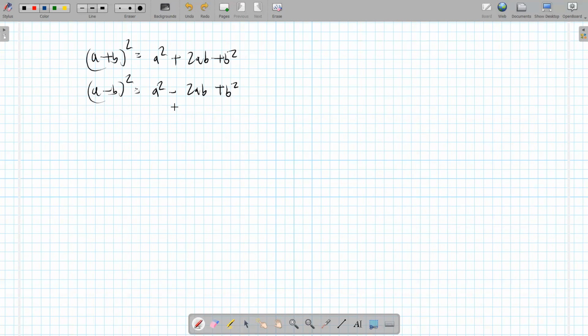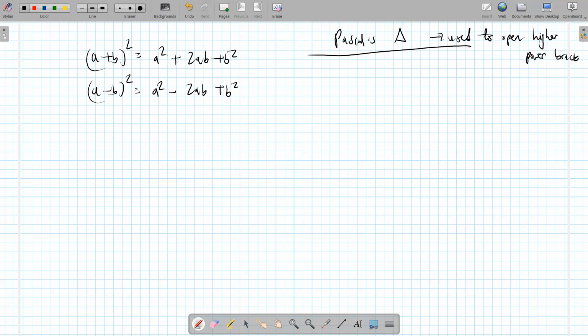Now, how do you do this for higher powers? And the idea comes from Pascal's triangle. So we're gonna talk briefly about this Pascal's triangle. And then this is used to open big brackets, open higher power brackets. So if you have something cubed, something to the power of 4, something to the power of 6 or something, super useful. You could always FOIL it 6 different times, but it's not very efficient, very easy to make a mistake. So this way is the best, it's the quickest.